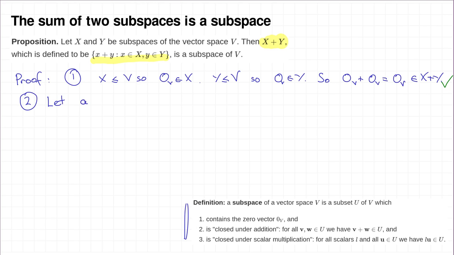So let's say a plus b and c plus d. Those are going to be our two elements of X plus Y. That's what a typical element of X plus Y looks like, the sum of something in X and something in Y. So here, a and c will be elements of X, and b and d are elements of Y. I have to prove that the sum of a plus b and c plus d is also in X plus Y.